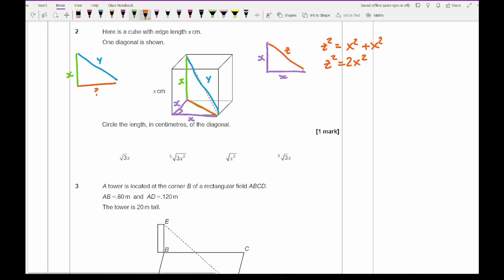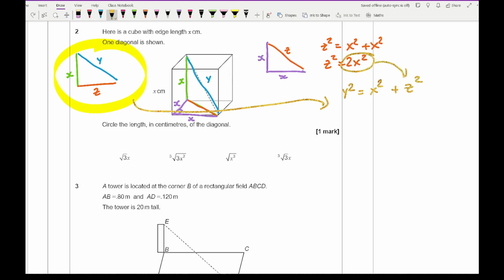I'm going to leave that as it is. Let's call that orange line, get rid of that question mark, and call that z. Then using this triangle, we know that y squared equals x squared plus z squared. Well, we know that z squared equals 2x squared, so y squared equals x squared plus 2x squared. So y squared equals 3x squared.